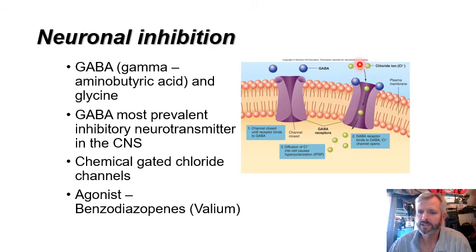So when a chloride channel opens, we haven't looked at chloride yet, chloride's going to rush in. Different from sodium and potassium in that chloride is a negative ion. So if I'm bringing negative ions in, what am I doing to my membrane potential? I'm bringing it down. So I'm inhibiting. Here's where we get those inhibitory signals, right? Our inhibitory graded signals could come from GABA channels opening.